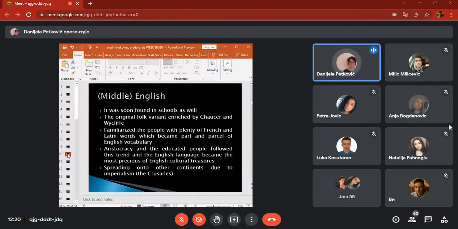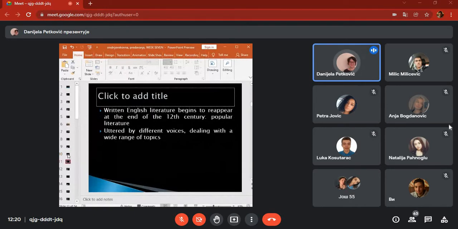And then finally, written English literature begins to reappear at the end of the 12th century. So pay attention, it is written English literature. Despite the turbulence of the times, this does not mean that from 1066 until the end of the 12th century there is no literature, no consumption of narratives, no production of stories, and so on. It simply means that they were not written down.